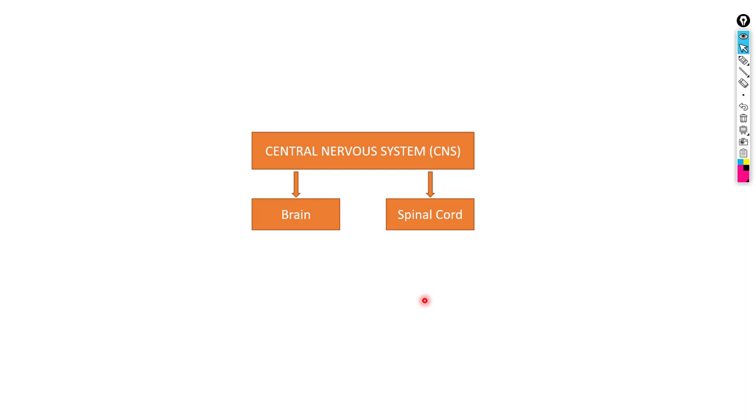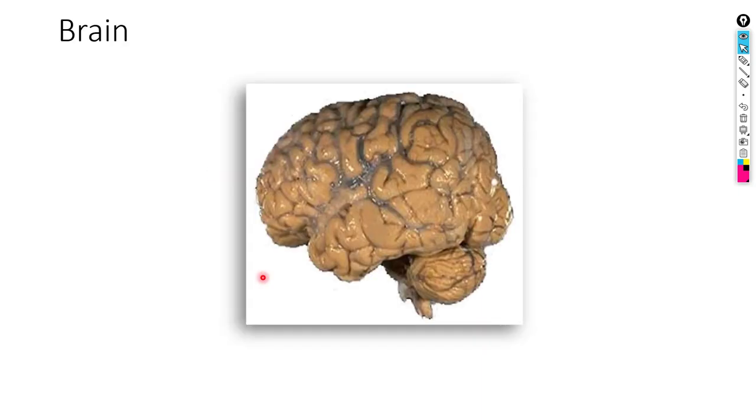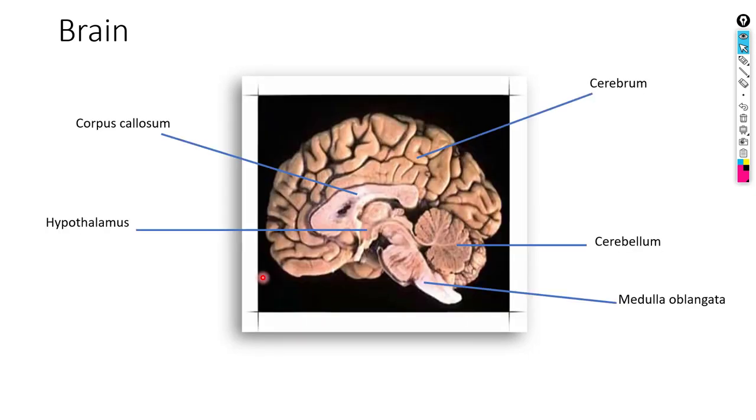Now, the central nervous system is composed of two parts of the body, and the first one is the brain, which is shown in this image here. This is an external view of the human brain, comprising certain sections, as you see here in this longitudinal cut of a brain. We will only focus on the parts which you need to know to write the NSC exam.